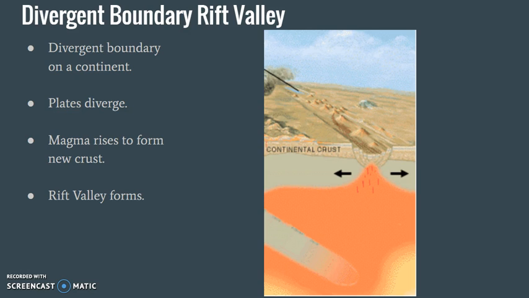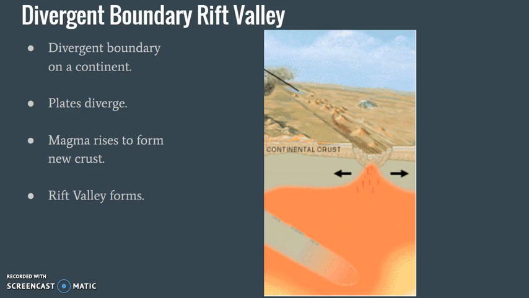All right. Next, we're going to talk about a divergent boundary that's a rift valley. In your picture way on the right hand side, you can see this is all continental crust. It is diverging. When it diverges, magma rises, forms volcanoes, and then it also forms this rift valley. You can actually see where the earth is being ripped apart.